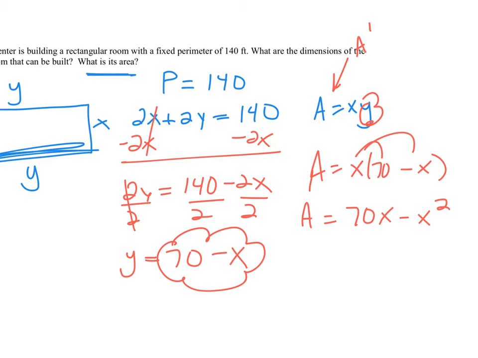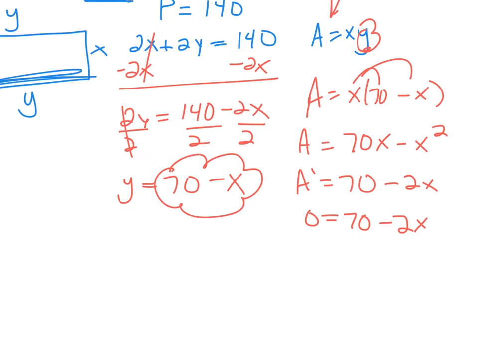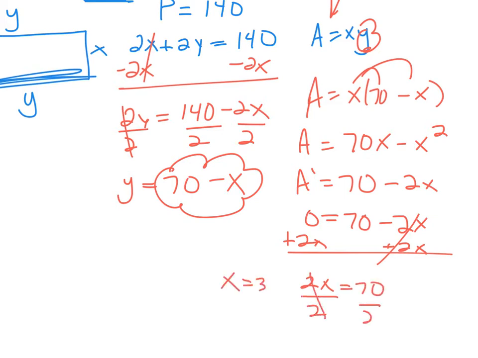And that's going to give me the x value from a maximum area, which is the width in our case. So what I'm going to do is take the derivative and I'm going to get 70 minus 2x. And then I'm going to set it equal to 0 to find that critical point that gives me my maximum area, so basically the width that gives me my maximum area. I'm going to solve for x, and I get 2x equals 70. So 70 divided by 2, x equals 35.